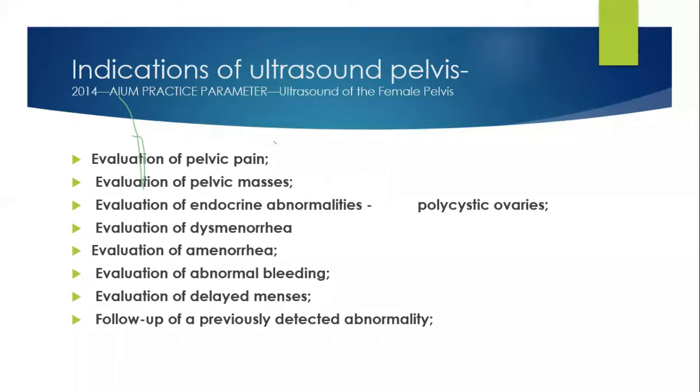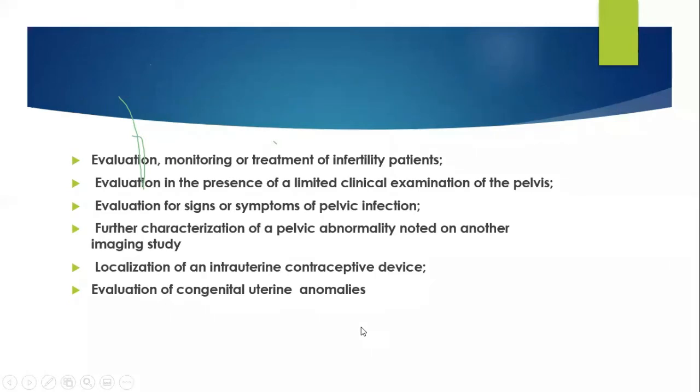So if you're looking for an ultrasound evaluation for pelvic pain, any pelvic masses, any endocrine abnormalities like polycystic ovaries, dysmenorrhea, amenorrhea, any abnormal bleeding, delayed menstruation, or a previously detected abnormality that you want to recheck, the advantages of the medicine being given, then monitoring of the patients as well as diagnosis of infertility patients, and many more, like pelvic infection and localization of an IUCD, or maybe an evaluation of congenital uterine anomalies.